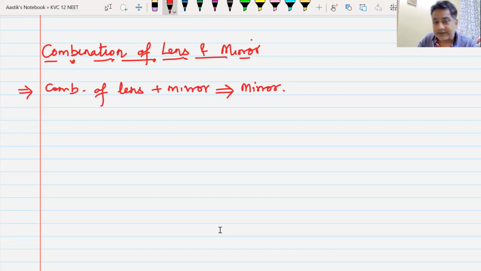Do we understand this? Combination of two lenses always behaves like a lens, but combination of a lens with a mirror always behaves like a mirror. I hope you all understand this. Yes or no? Combination of lens and a mirror will always behave like a mirror.